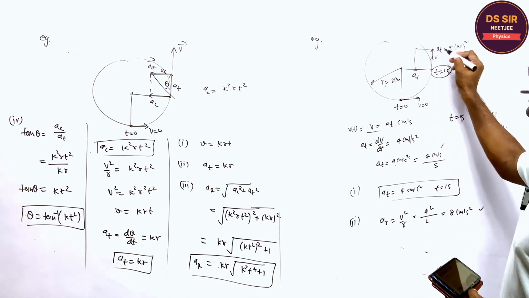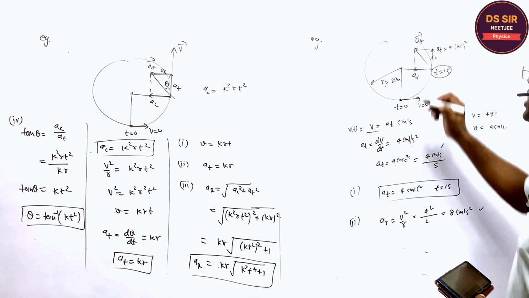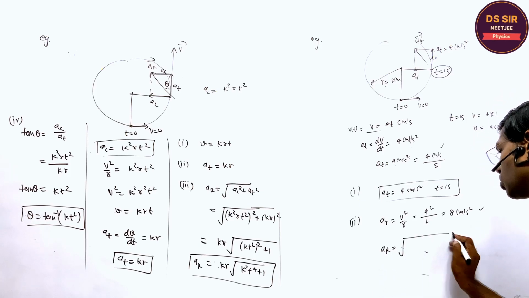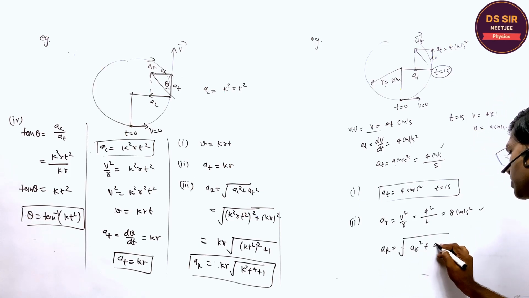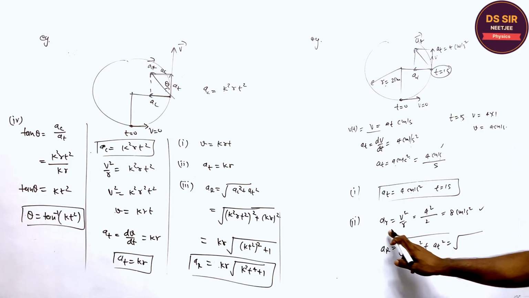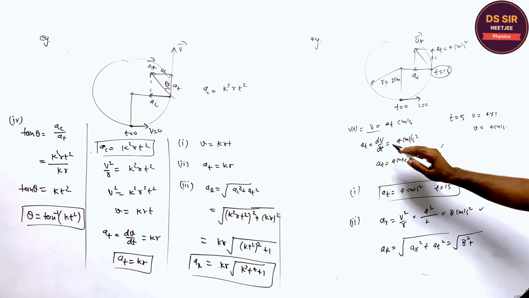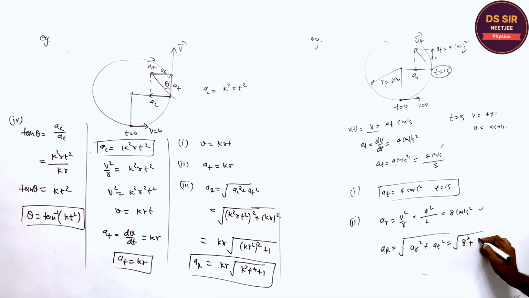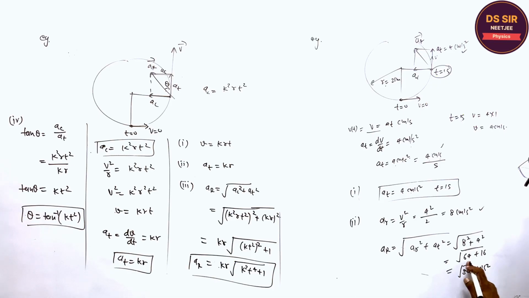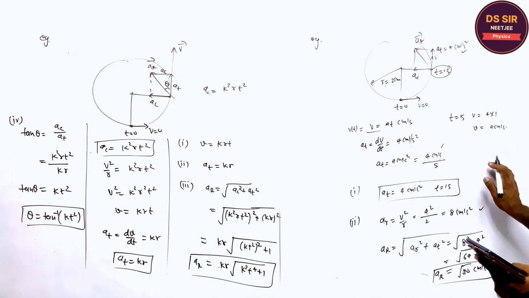But the total acceleration we have to find. The resultant acceleration is nothing but root over AR square plus AT square. So what is the radial acceleration? It is 8 square. And what is the tangential acceleration? It is 4 centimeter per second square. Now when you calculate, this is 64 plus 16. So root 80 centimeter per second square will be the correct answer. This is the resultant acceleration in this case. Are you getting or not?